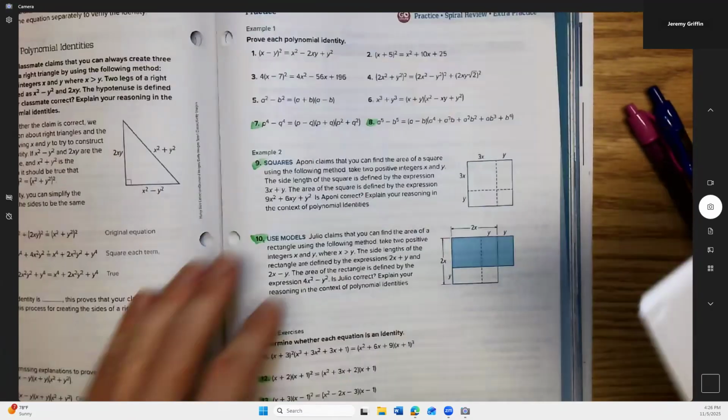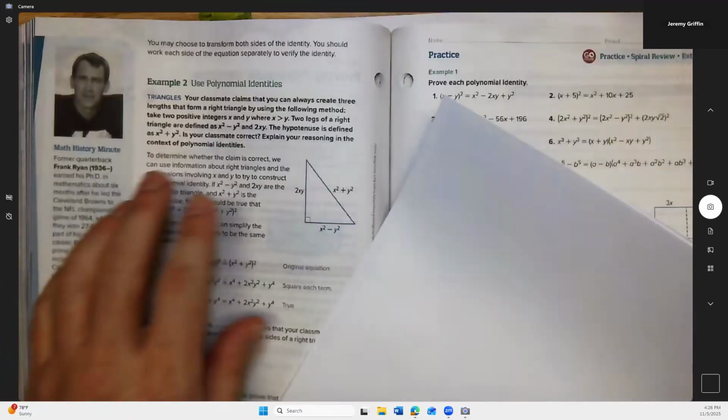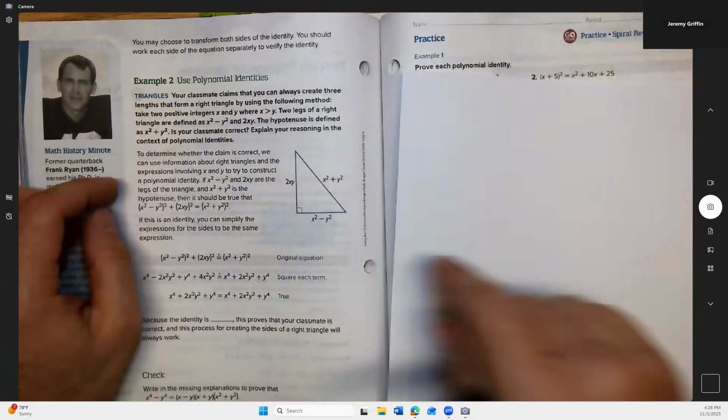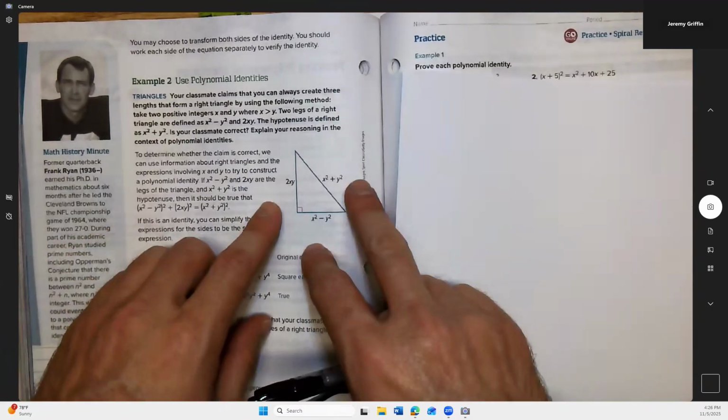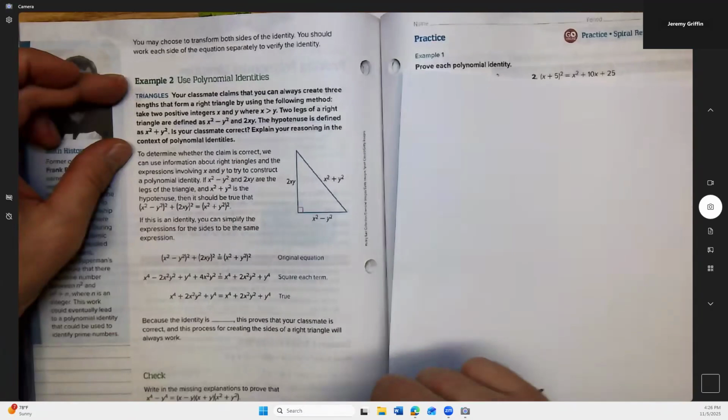Actually, this is a real short section. They just have two examples here. So they got polynomial identities as it relates to some geometry question. All right, we got this triangle here, and they labeled the sides of the triangle. Okay, let's read this block paragraph and see where they are going with this.